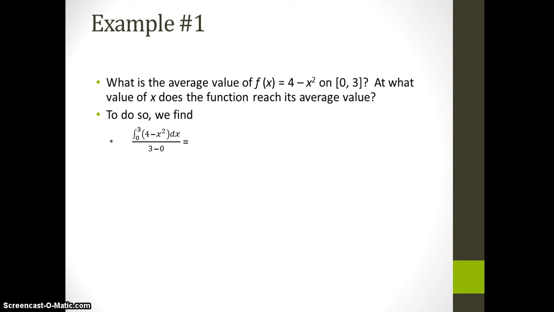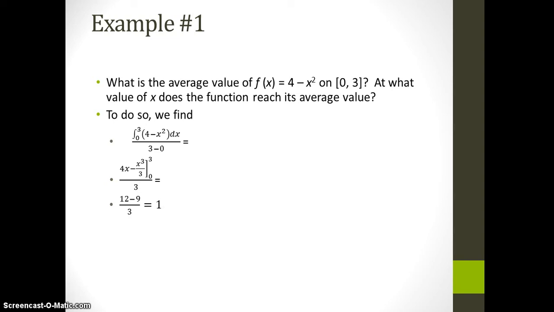It's important to remember the divide by 3 minus 0. That's similar to dividing by the number of numbers, and it's actually the part that people miss the most. They tend to find the integral but forget to divide by the length of the interval, which is certainly important. We're going to be dealing a lot with finding antiderivatives in this particular unit, so we'll need to be familiar with all kinds of different techniques for finding antiderivatives. In our case, our antiderivative is pretty easy to work with. It's 4x minus x cubed over 3, which we'll evaluate from 0 to 3.